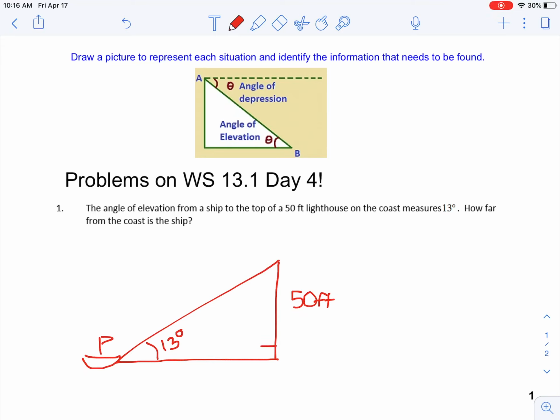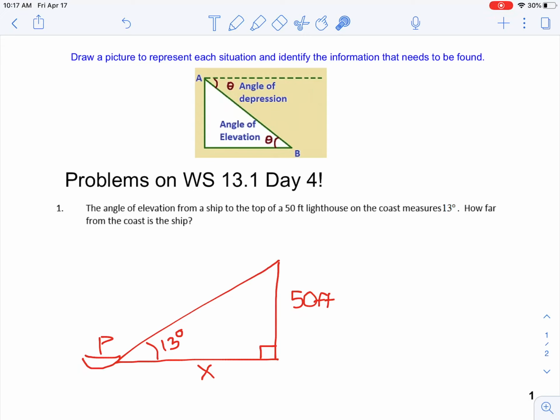So this would form a right triangle. And then our question is, how far from the coast is the ship? So we are trying to figure out this distance here. The lighthouse base would be right here, going out to the ship.